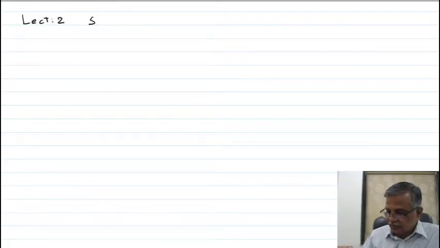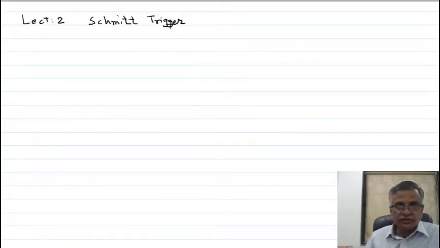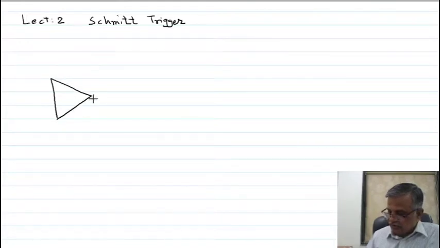In lecture number 1, we discussed the Schmitt trigger. Today we'll discuss two numericals of a Schmitt trigger and square wave generator using op amp. In the last lecture you studied the Schmitt trigger, the circuit diagram of which I am showing you.